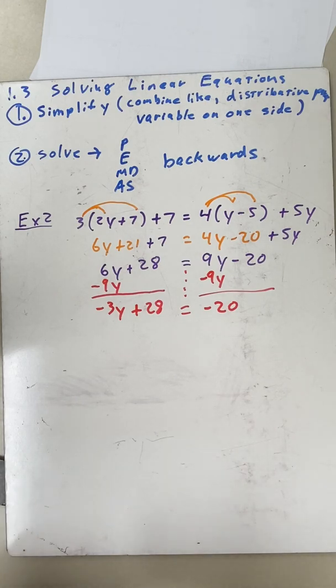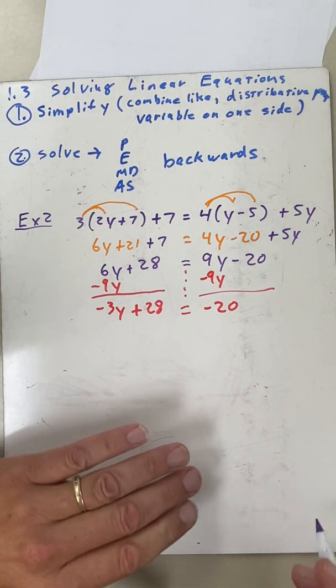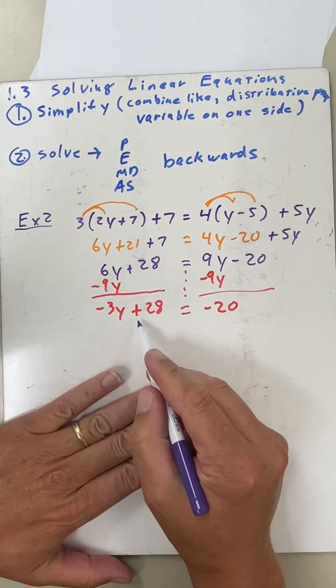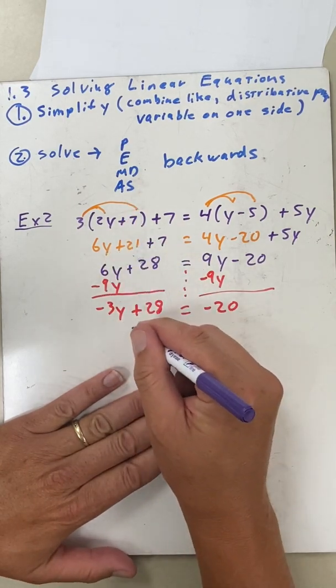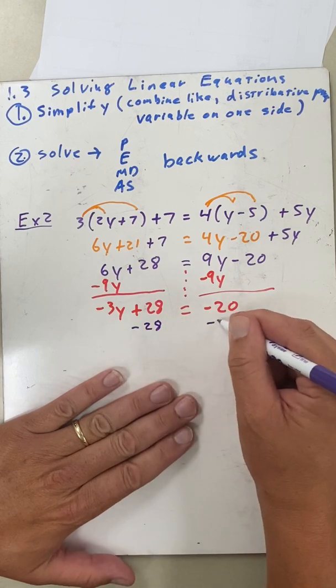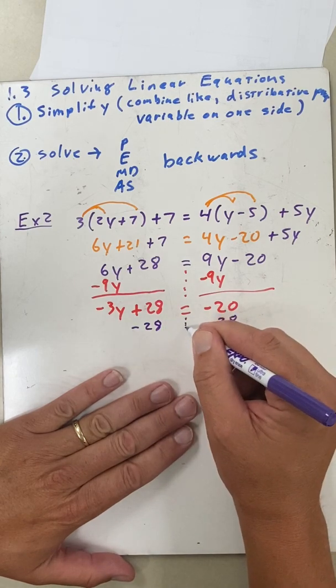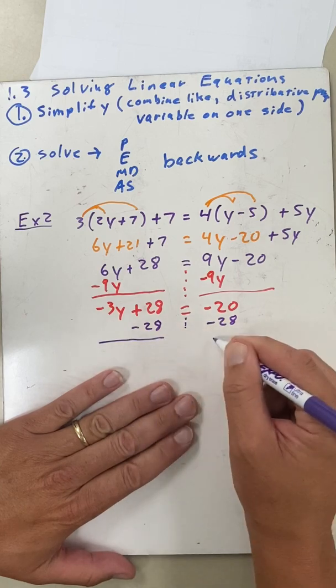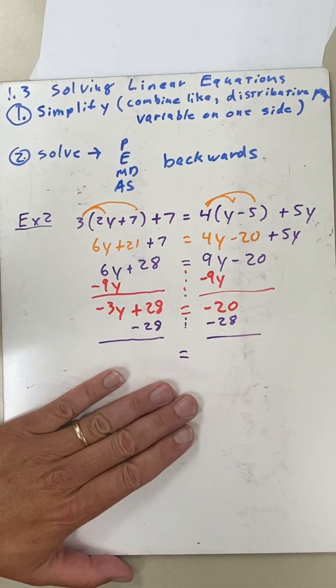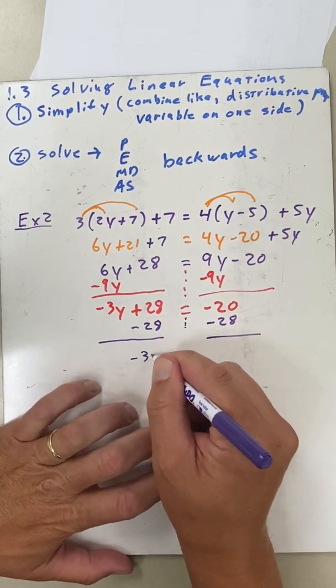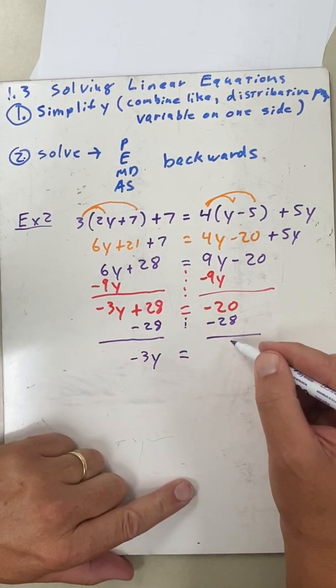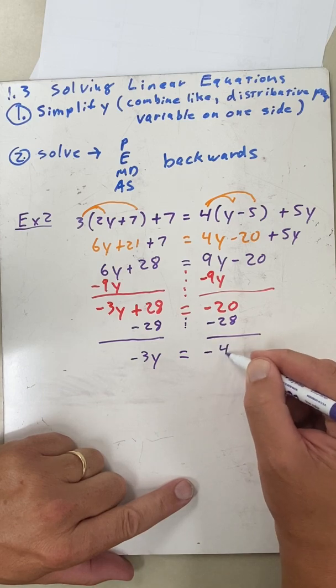Now the problem gets a lot easier. And this is stuff you guys are used to. So now we're gonna do the opposite again. Opposite of adding and subtracting is subtracting. So we'll subtract 28 from both sides. Once again, split it down the equal sign. I have a new equal sign down here. The 28's canceled. I got -3y. -20 minus 28 is -48.